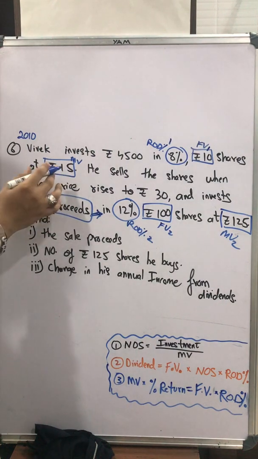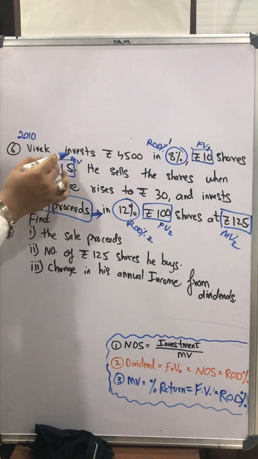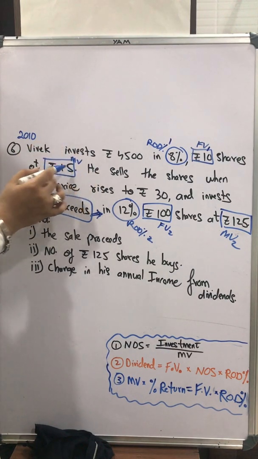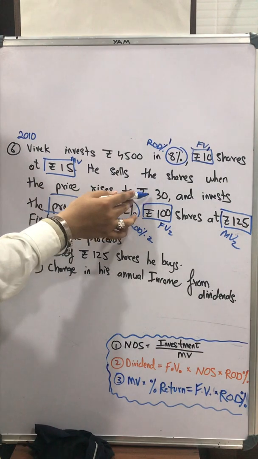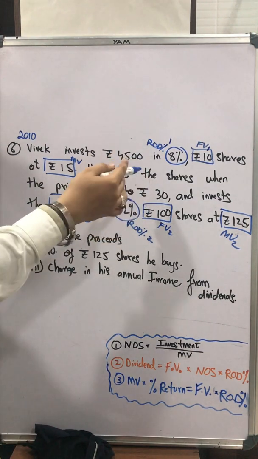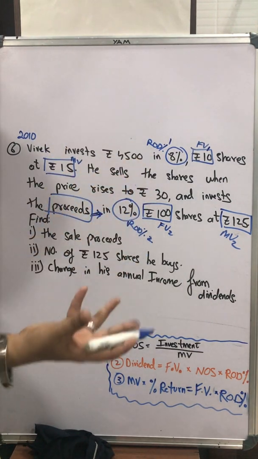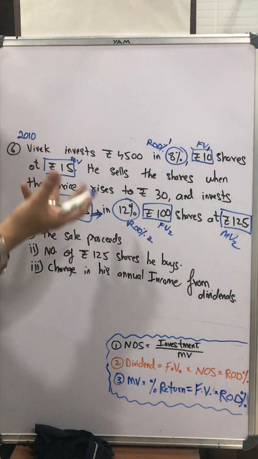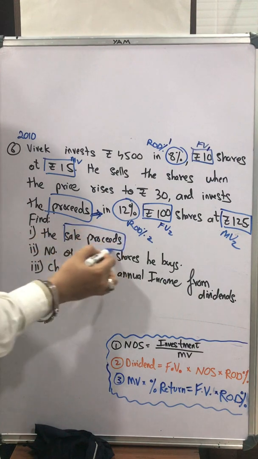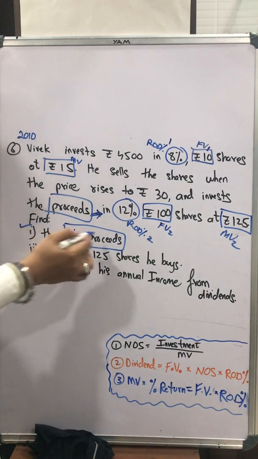This much is given, and we need to find the sale proceeds. Hope you understood that he sold the shares of the first firm when the market price changed from rupees 15 to rupees 30. Whatever amount he got in his hand, he invested in the second firm. So whatever amount he got in his hand is called the sales proceeds. We just have to find this one.